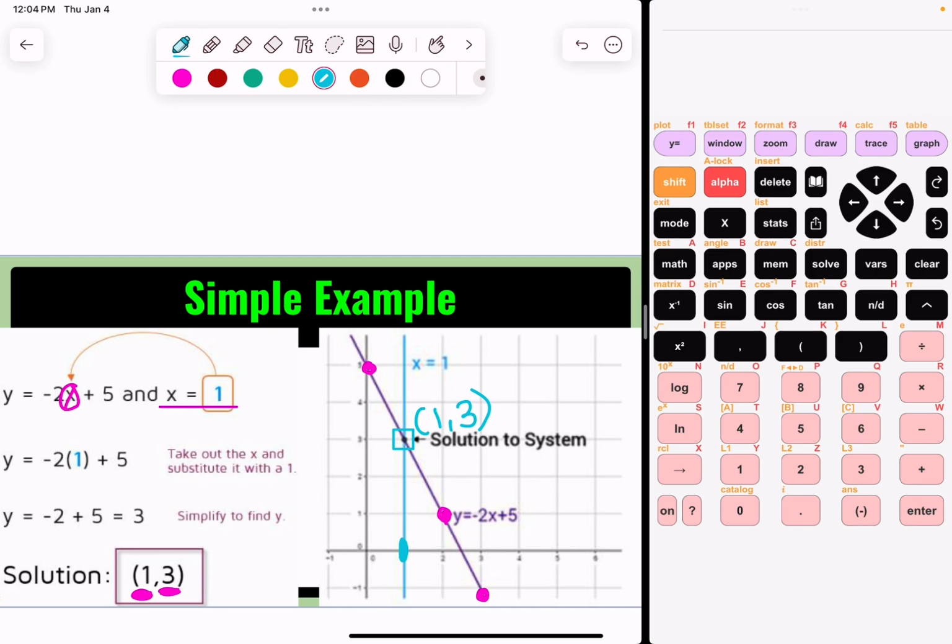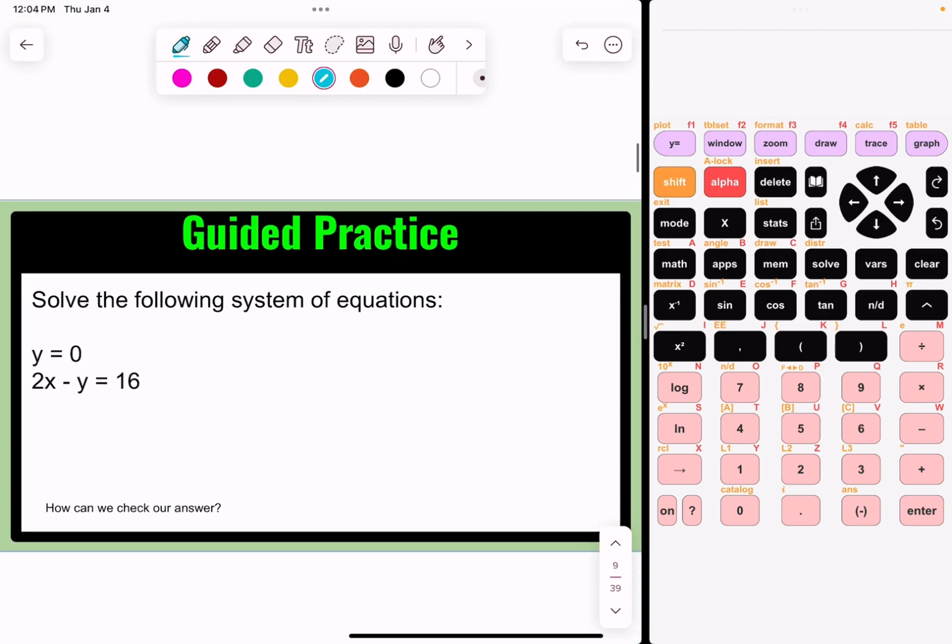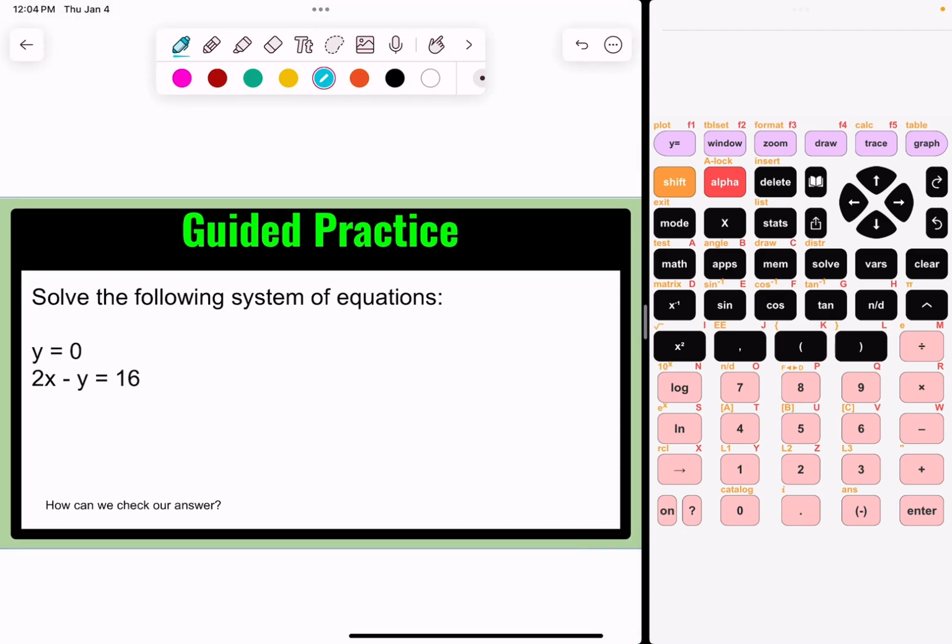So sometimes in the directions, they'll tell you to do it algebraically, or you have to do it graphically, or sometimes they won't tell you at all, and you get to choose which way you want to do it. All right, let's look at the next question. We're going to try this simple example.